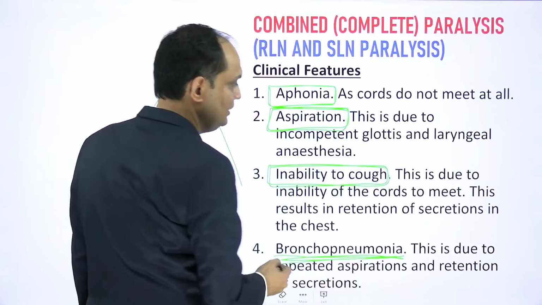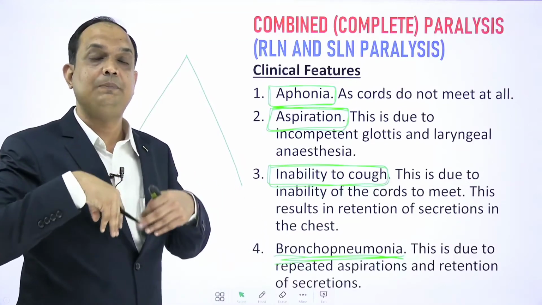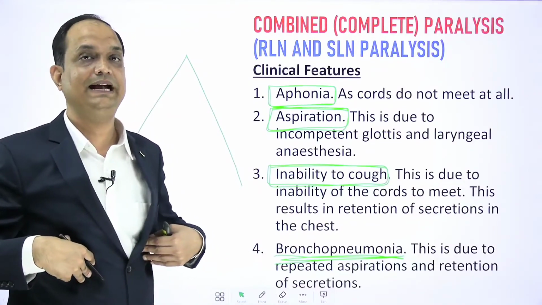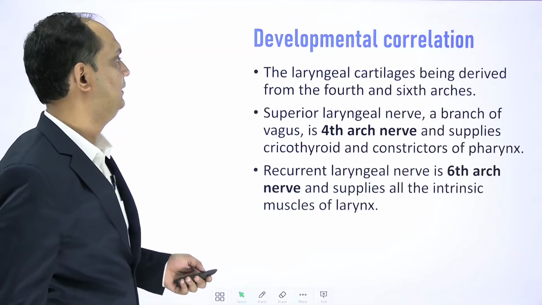Bronchopneumonia occurs because aspiration is there, so infective material reaches your lower respiratory tract and is going to form bronchopneumonia.